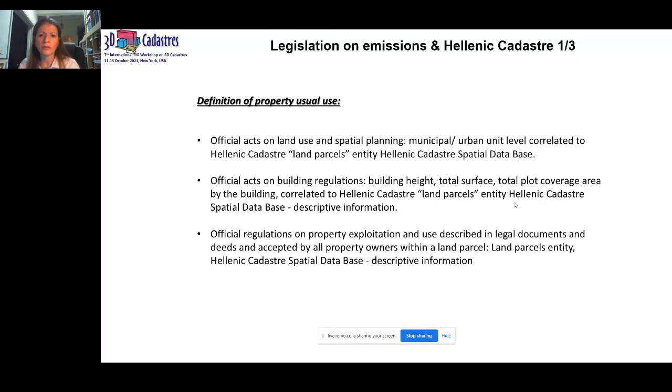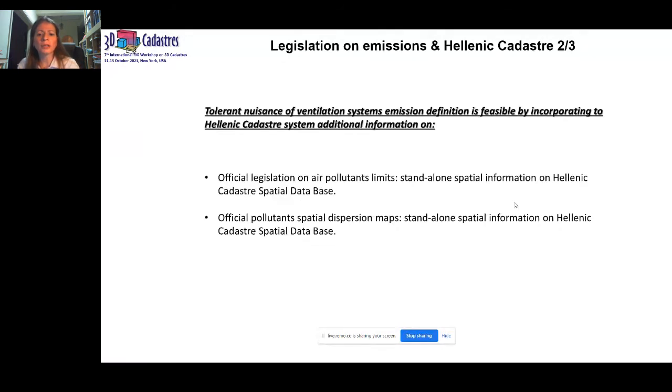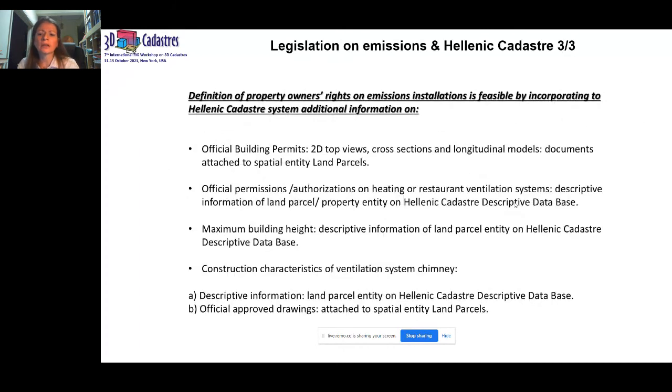spatial database. We can also incorporate tolerant nuisance descriptions. For example, official legislation on air pollutants limits as a standalone information of the Hellenic Cadastre spatial database, or we can even incorporate the pollutants dispersion spatial maps, again as a standalone spatial information. And of course, we can consider to incorporate legislation on emissions.